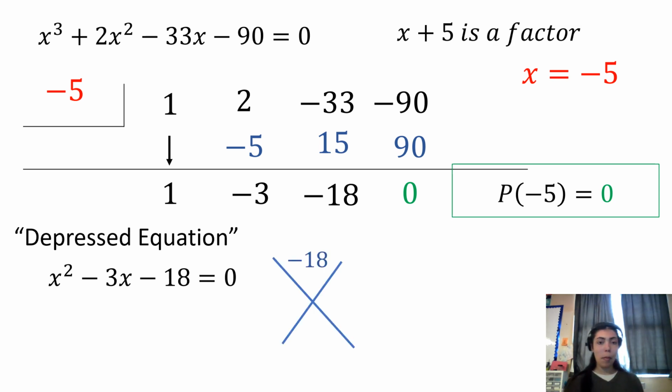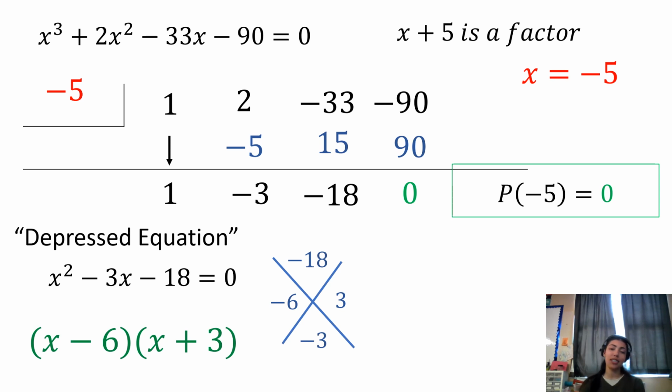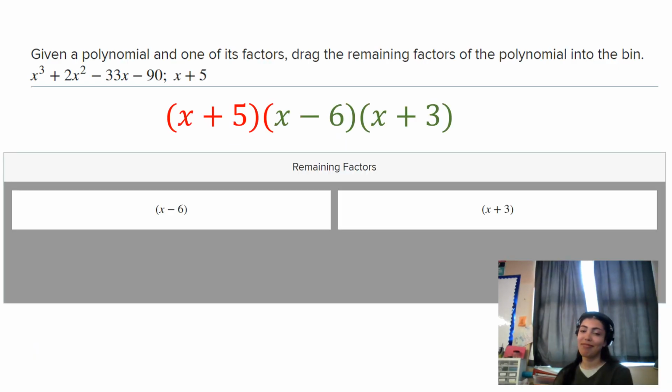So now, what two numbers multiply to be negative 18 but add to be negative 3? Negative 6 and 3. So what's our answer? X minus 6 and x plus 3. Perfect.